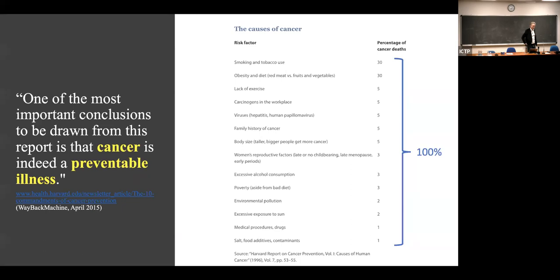Because I'm not allowed to be obese and smoke at the same time, right? But look at the conclusion. This is the conclusion of the consensus statement. This is the top scientists in the world on cancer etiology. One of the most important conclusions to be drawn from this report is that cancer is indeed a preventable illness.